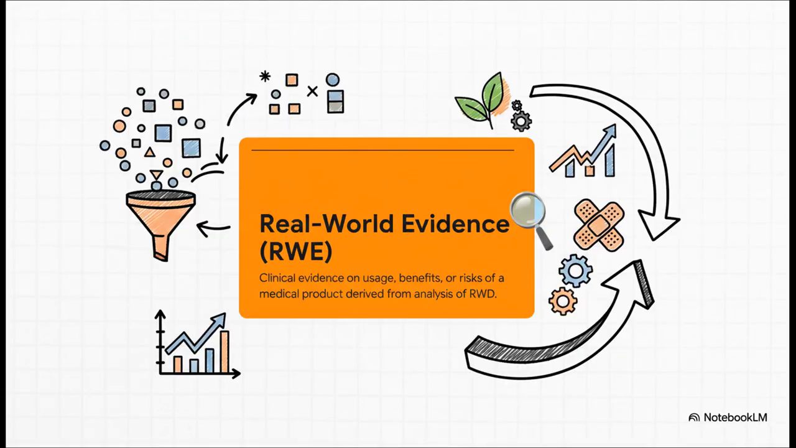So, if RWD is the raw ingredient, what's the final dish? That's real-world evidence, or RWE. This is the clinical evidence about a product, its usage, its benefits, its risks, that you get from actually analyzing all that RWD. It's the critical step of turning that sometimes messy, raw, real-world data into powerful insights that can actually support a regulatory decision.